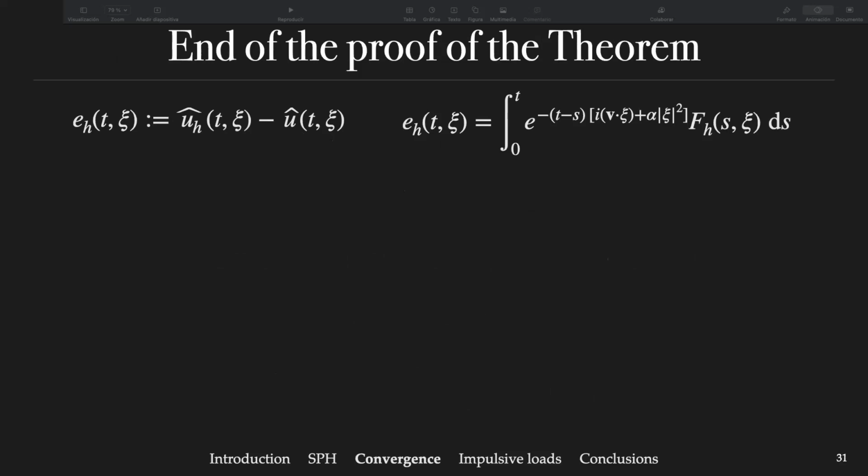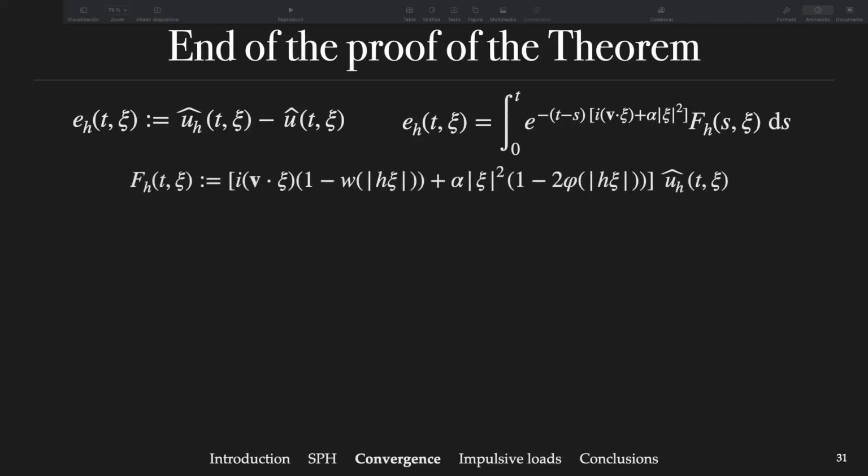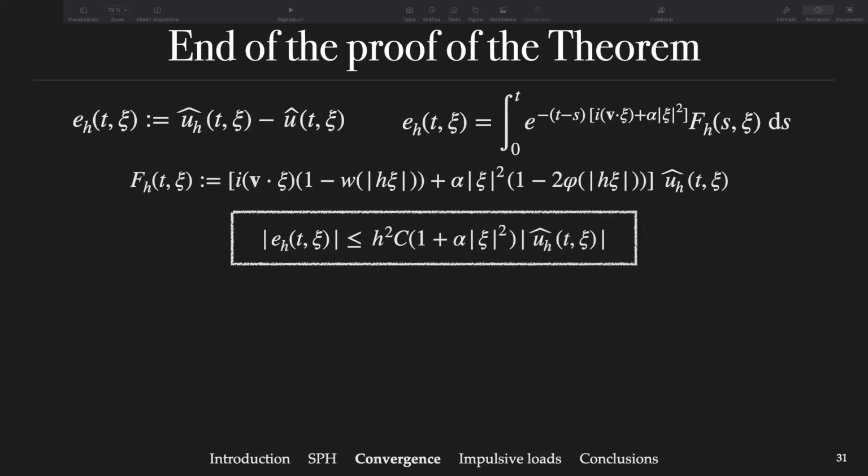So the proof continues by establishing a bound for the error, expressed as the difference between the SPH solution and the exact solution in the Fourier space. This error satisfies a non-homogeneous version of the advection-diffusion equation presented above. Using Duhamel's theorem, we can obtain the following representation for this error, where the function f is given by this expression. Now, as we already know the Fourier transform of the kernel, and we have also already obtained the function phi, we can use the properties to establish a bound for the error.